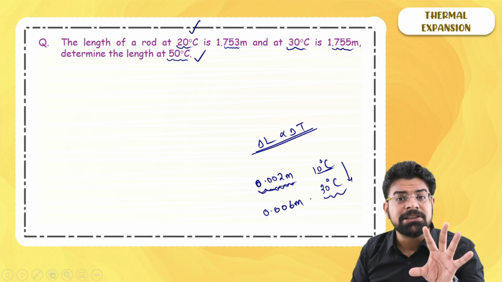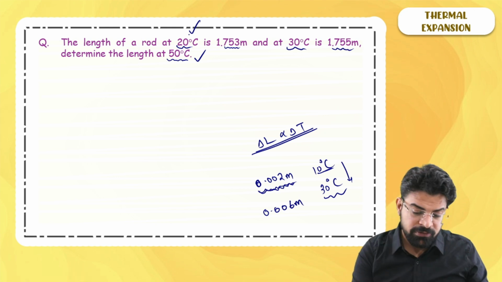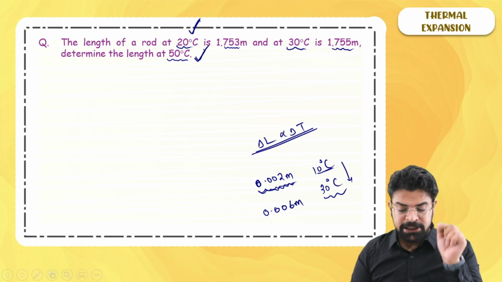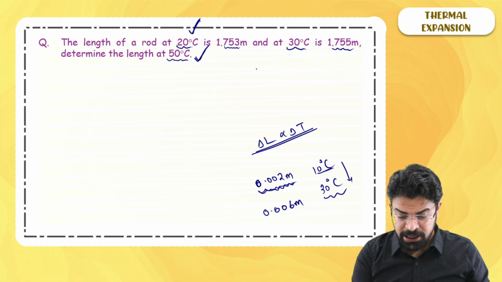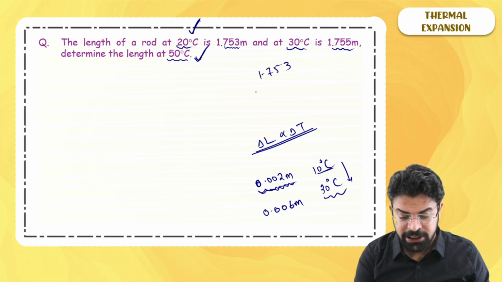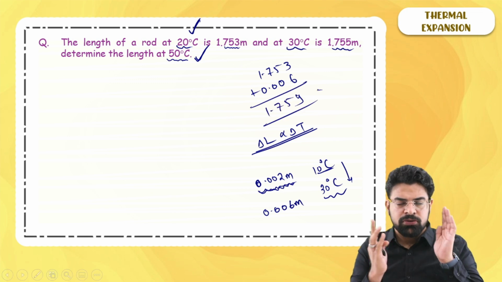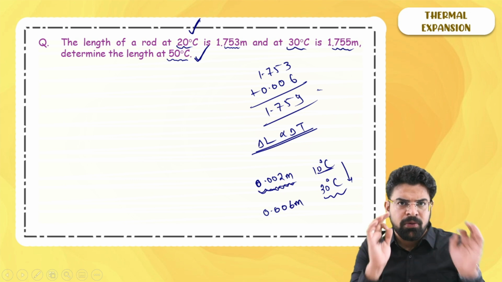So the length will increase by 0.006 meter, but they are not asking how much will the length increase. They are asking what is the length at 50. So when I increase the temperature from 20 to 50, the length increases by 0.006. It was originally 1.753. It increases by 0.006. So the final length has to be 1.759. So you can solve these questions just by thinking in your head without raising the pen.